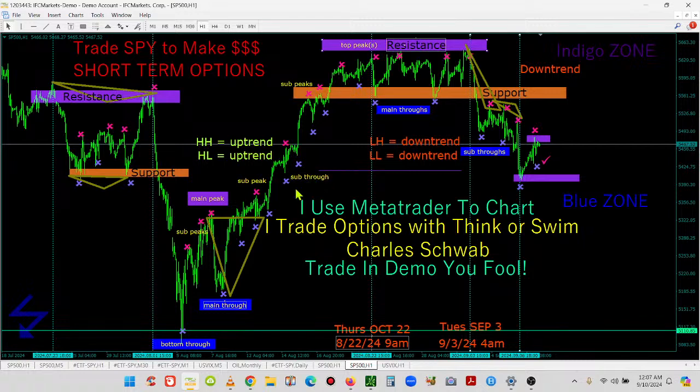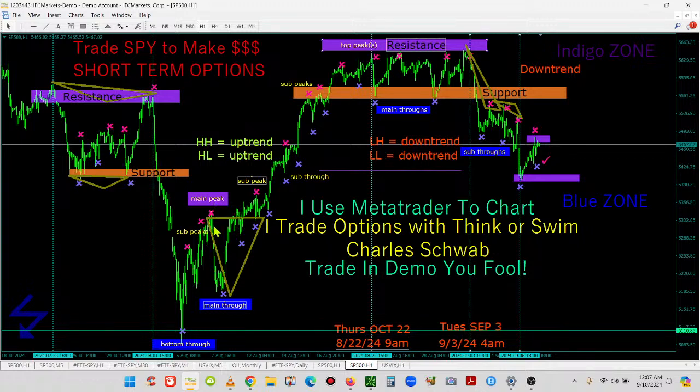Okay, sub-troughs. All right, those are sub-troughs. These are sub-peaks. Okay, I'm calling this a main trough just because I said so. That's why. These are sub-peaks. All right, this is a main peak right there because I said so.